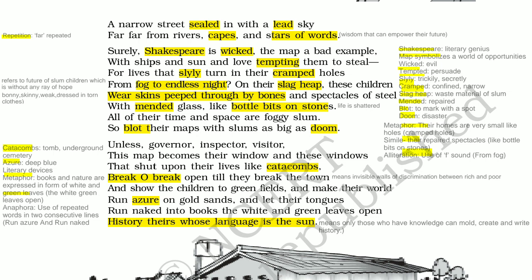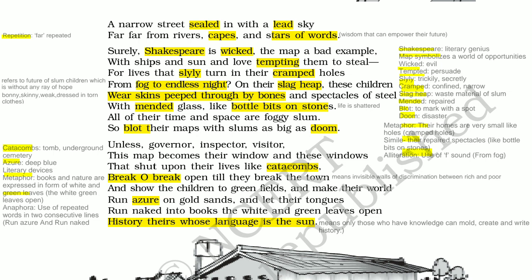So they should also be free to enjoy nature, and most importantly, it says show the children green fields, means let them be free and enjoy nature, and make their world run azure on gold sand. Run azure on gold sand here means let these children enjoy the natural beauty. They must be given freedom to make their own worlds and experience spontaneous joy, like running under the blue sky on golden sand.